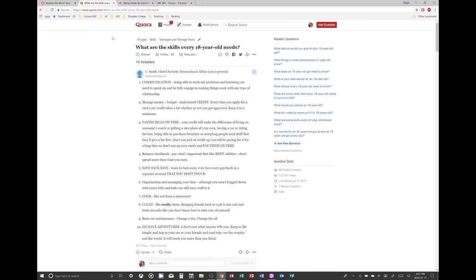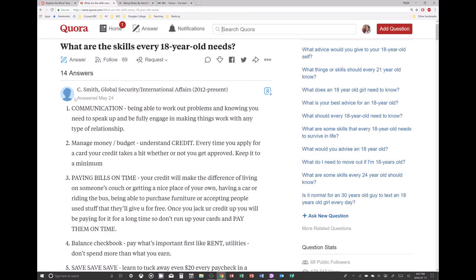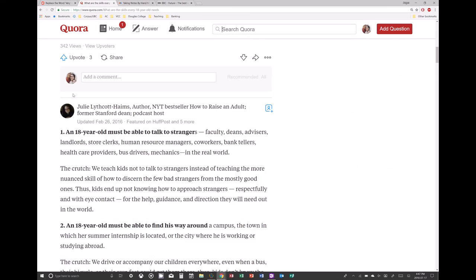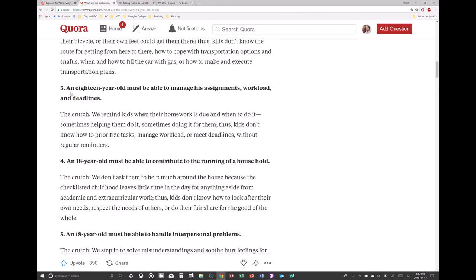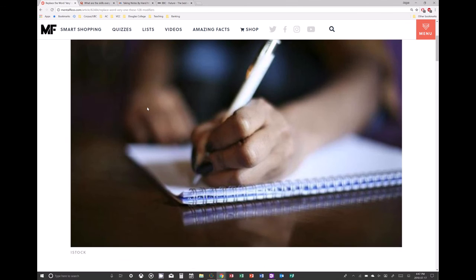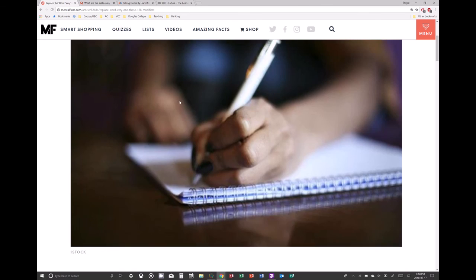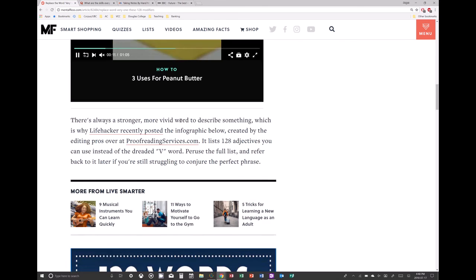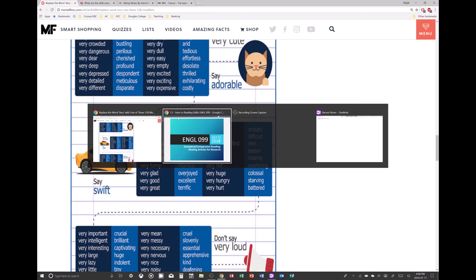This one is "What are the skills that every 18-year-old needs." There are 14 different answers here, and this one is a good example of scanning, which we'll talk about later on. And then we also have an article teaching us how to replace the word "very" with one of these 128 modifiers. So we'll see below something like this.